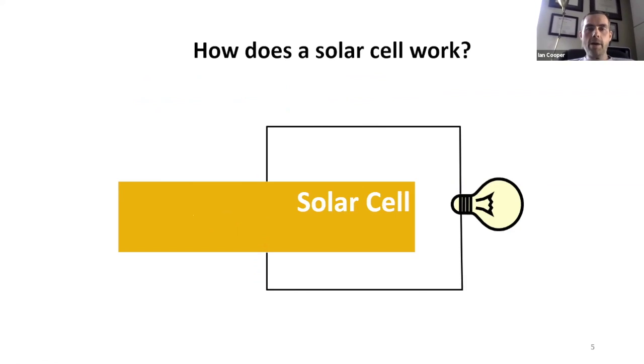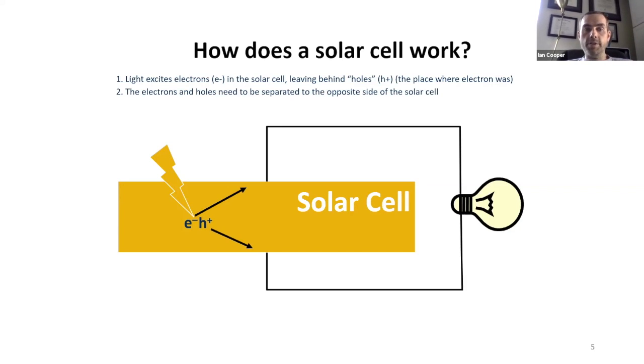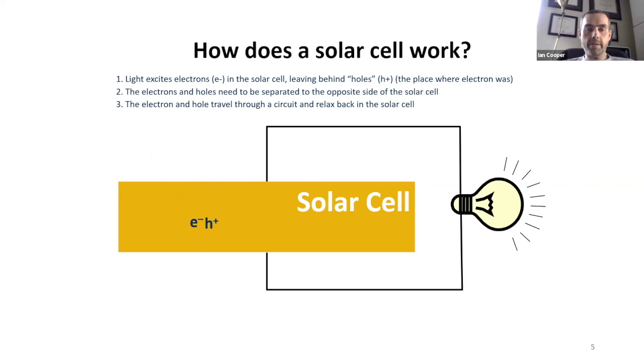So let's recap. How does a solar cell work? Light shines on our device, and it produces electrons dancing around inside the device, as well as holes. The holes are where the electrons used to be. They also dance around inside. But if we don't separate them, they will come back together and relax. They'll sit down and they'll go to sleep. But we want them to do work. And so we send them through our circuit. Electrons travel in one direction and the holes travel in the other to light our light bulb.